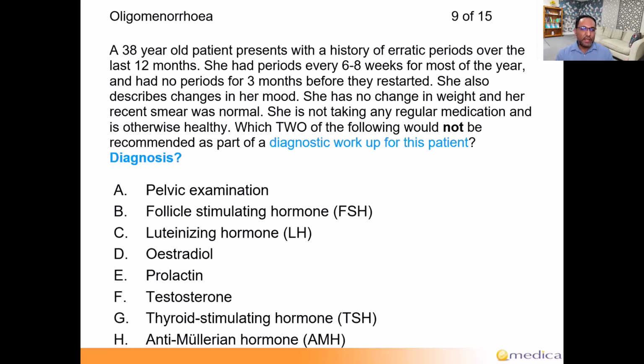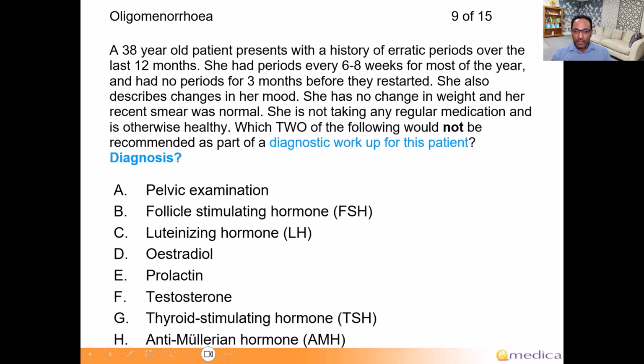Okay, so can you see, if it's asking which 2 of these would you not do as part of the diagnostic workup for this patient, you want to look at these symptoms and work out what is the diagnosis that you're looking for. So type that in the chat, because that could be the question, right? Could I give you the same symptoms and presentation and ask you what's the single most likely diagnosis?